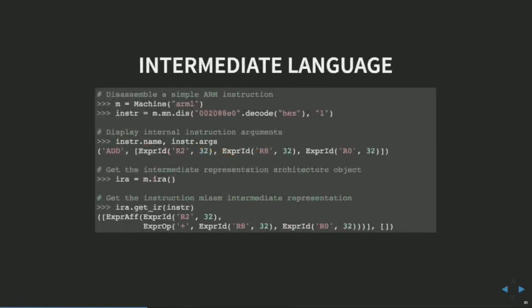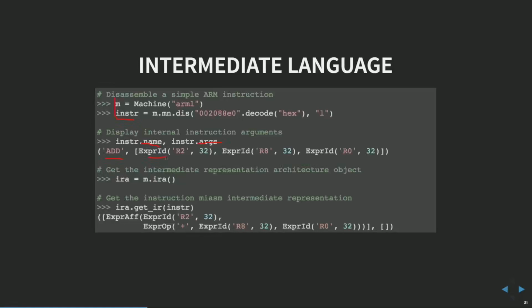Next thing we can do, we can play with the intermediate language. So again, here I will start my SM machine. It will be ARM, and I will disassemble 1 instruction. And I don't know what is the meaning of this instruction. So what I can do next is get its name with .name, it's add, and get its arguments. In this case, we have 3 arguments. Their type is expression IDs. It's MySM internal expression for registers, so it's R2, R8, and R0.